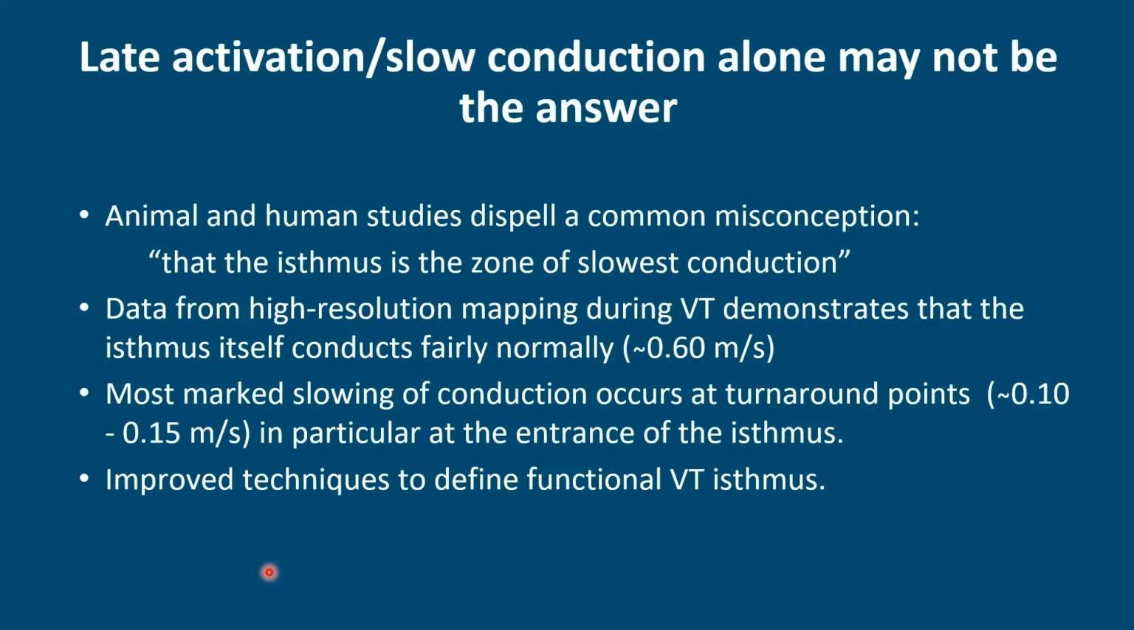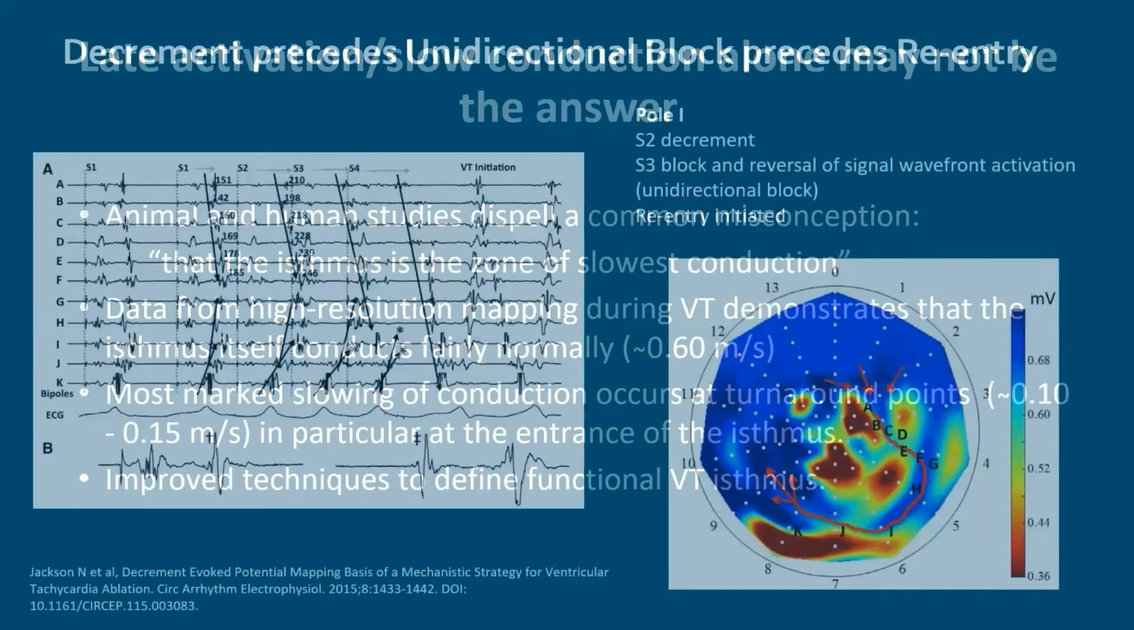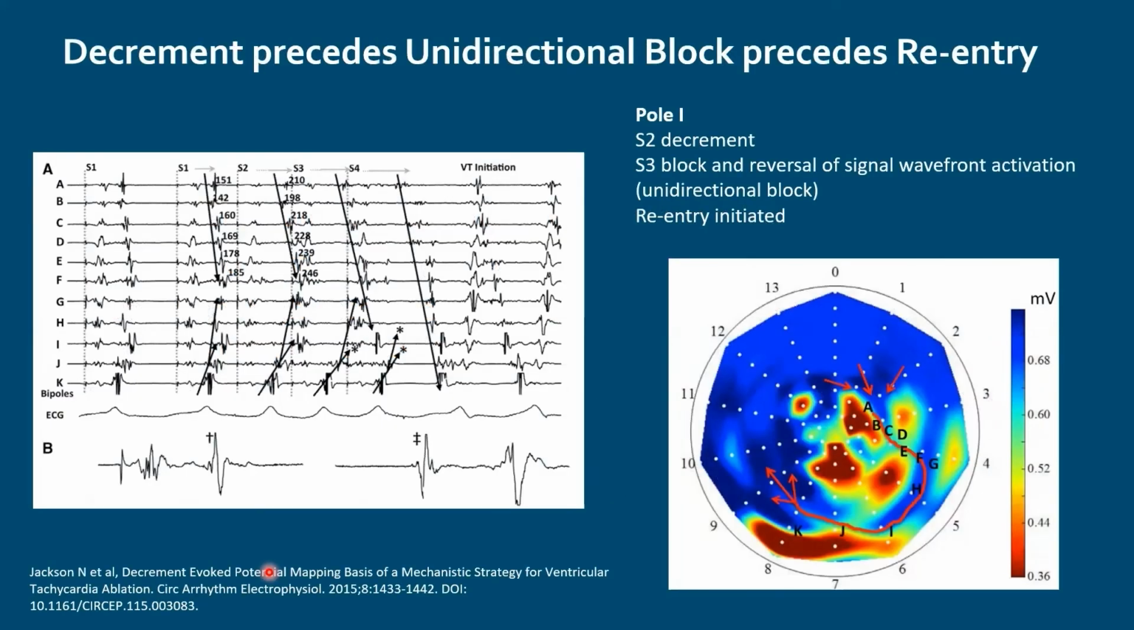We're going to look at how deep mapping helps to identify these turnaround points and to identify functional VT isthmus. One of the best papers that I've seen on this subject was published back in 2015. This is an example of why we want to identify decrementing potentials. The important philosophy here is that VT is a re-entrant circuit, and for a re-entry circuit to occur, we need unidirectional block in one of those limbs.